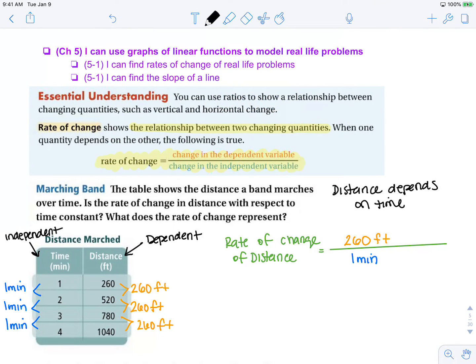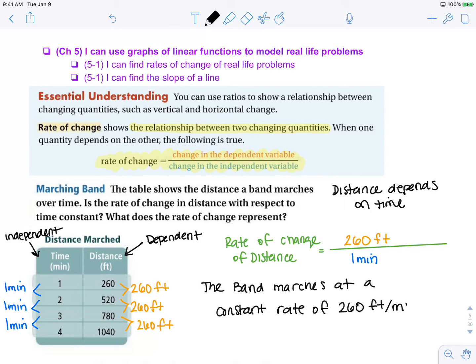So we can summarize this in a sentence. The band marches at a constant rate of 260 feet per minute.